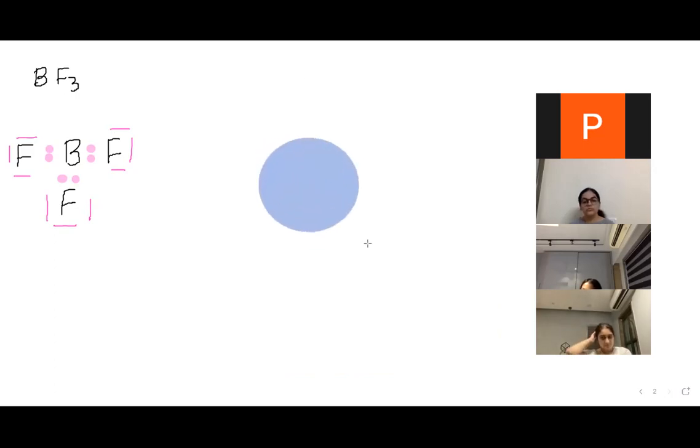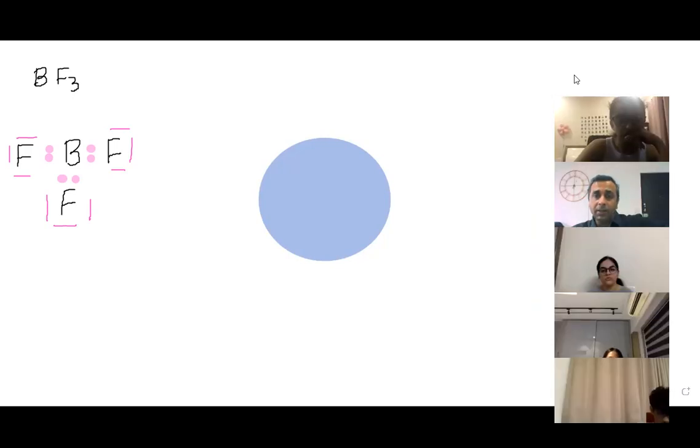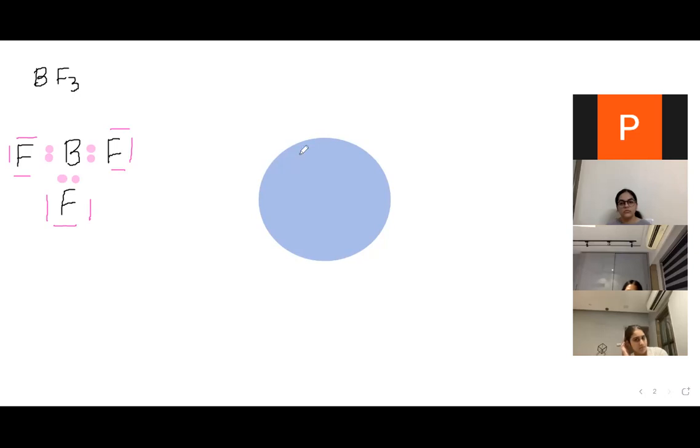I have a question. If there are 3 electron domains around the boron atom, how can I keep those 3 electron domains around the boron atom so that they are furthest possible apart? The only way that I can keep them is one here, the second here, and the third here. Does anybody have any other suggestion in which they're further apart than what I have drawn here?